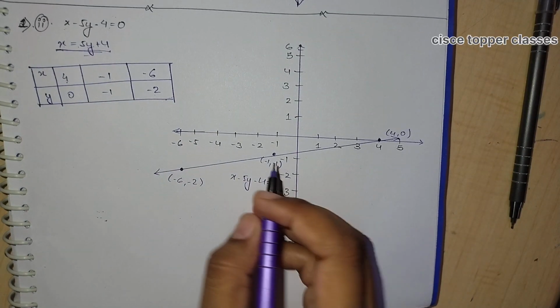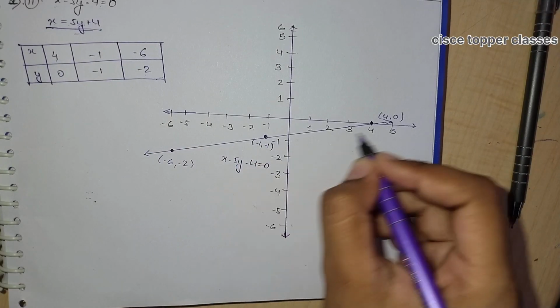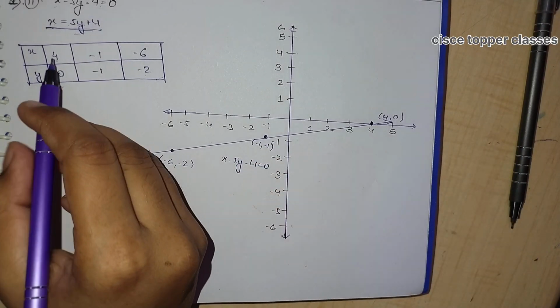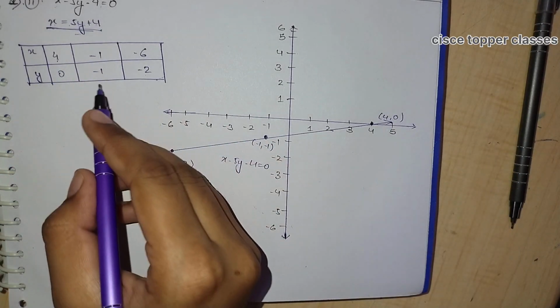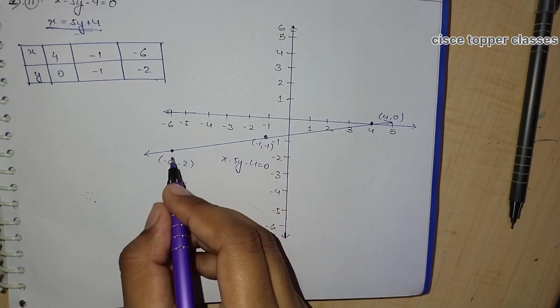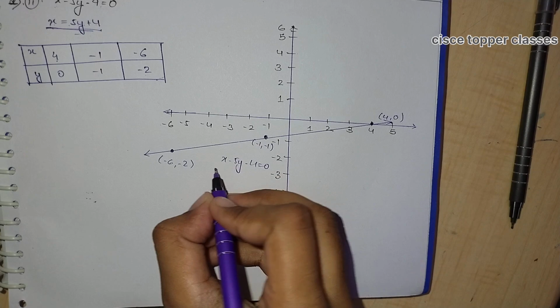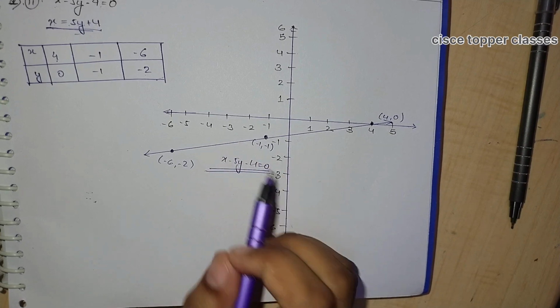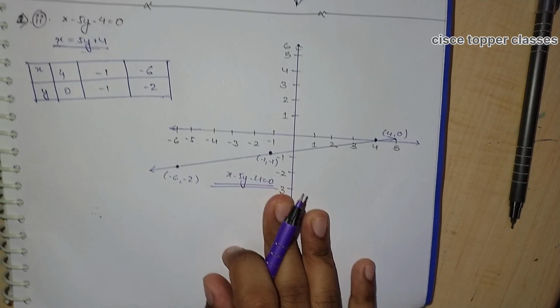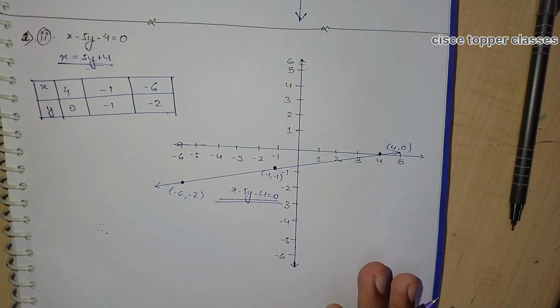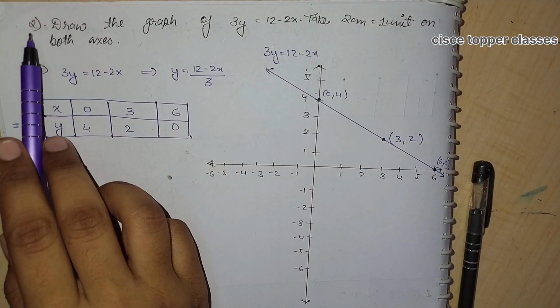So if we draw these coordinates here, we will get these points. 4 comma 0 we will get here, and minus 1 comma minus 1 we will point here, and minus 6 comma minus 2 will be here. And this is the straight line which is the graph of this linear equation. So this is the solution of question number 1 second part. Now let us solve question number 2.